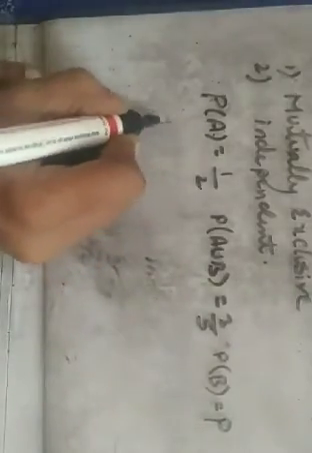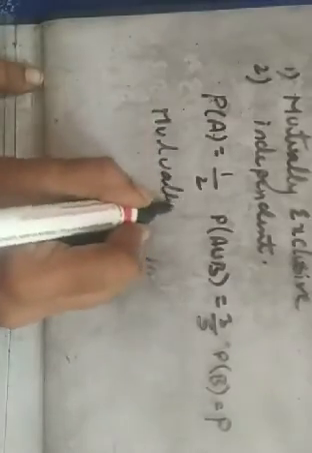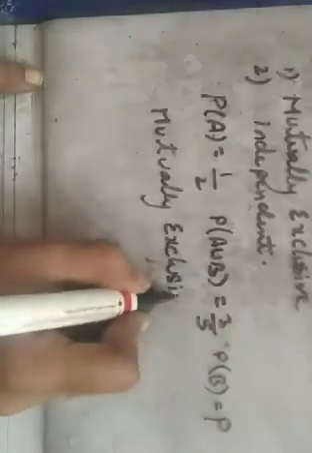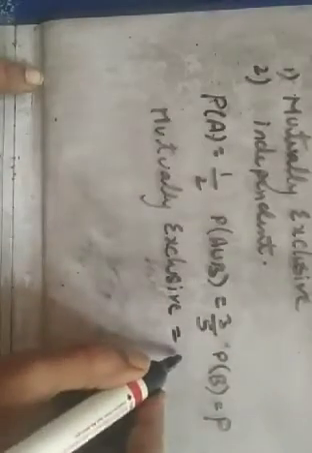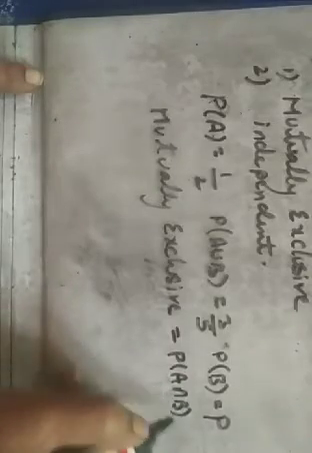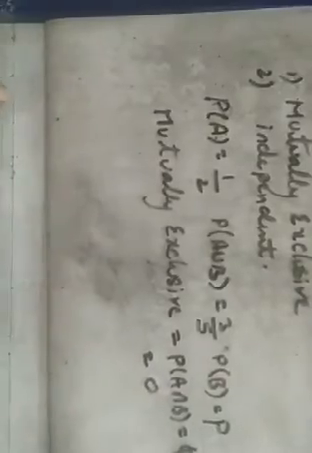Mutually exclusive is nothing but intersection is equal to null set or 0. Intersection is 0.